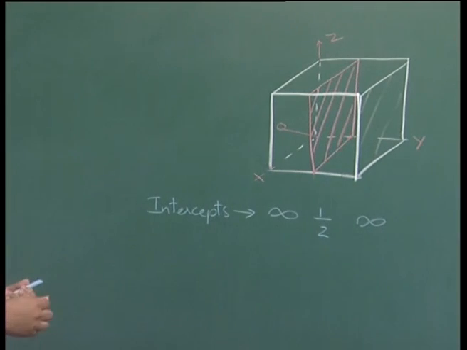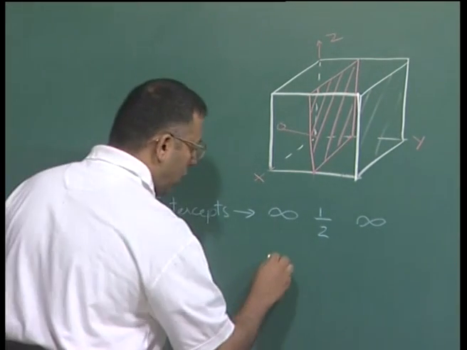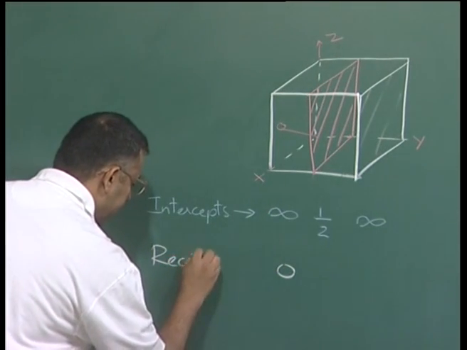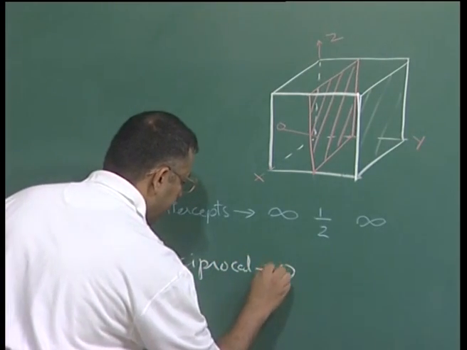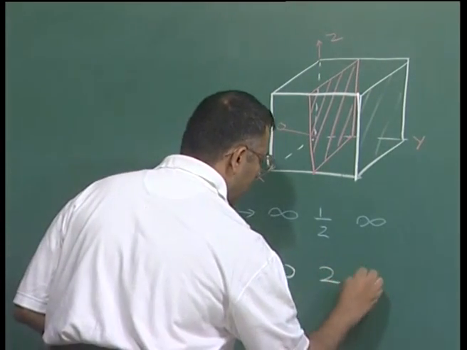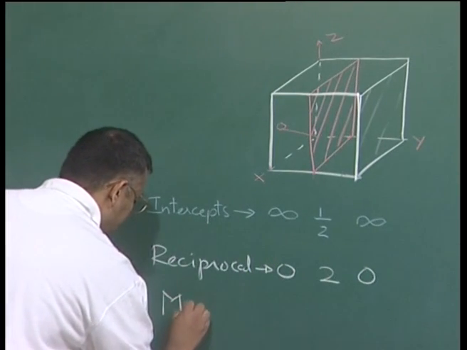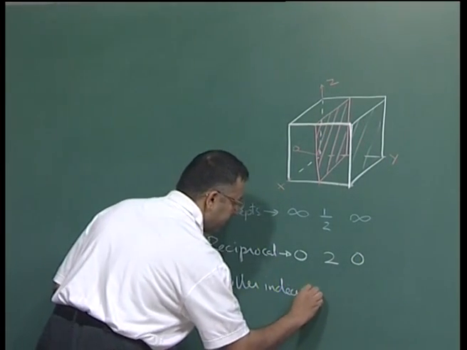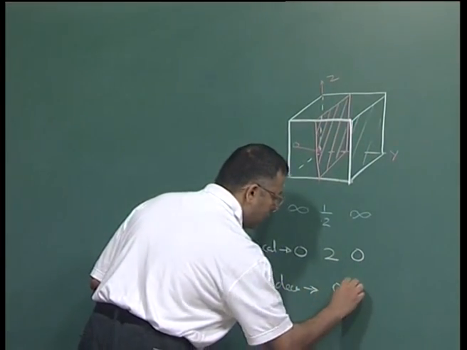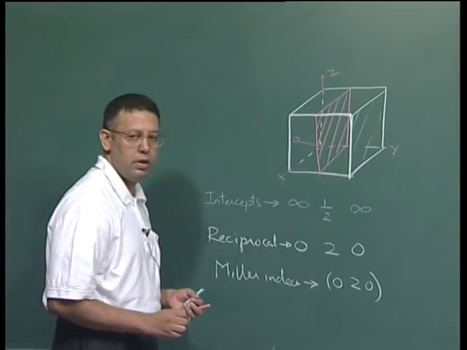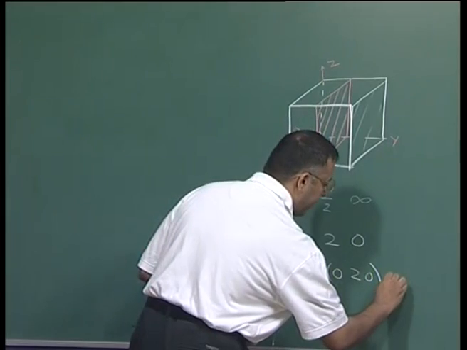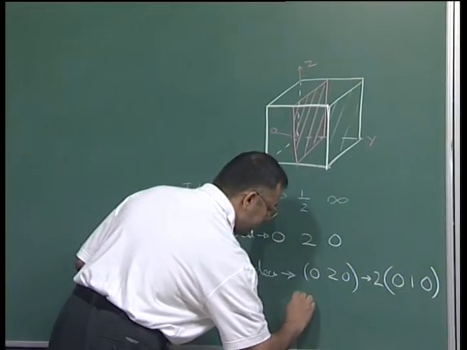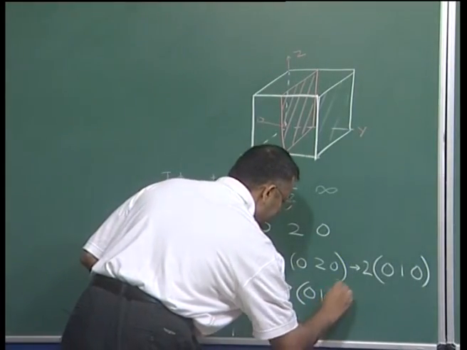So, now I go and find reciprocals of this. So, the reciprocal of this plane would become 0. So, this is my reciprocal. Become 0, 2, 0. So, Miller indices will become 0, 2, 0 if I like, or if I want to factor out the common factors, it will become 2 times 0, 1, 0, and I can of course write it as 0, 1, 0.